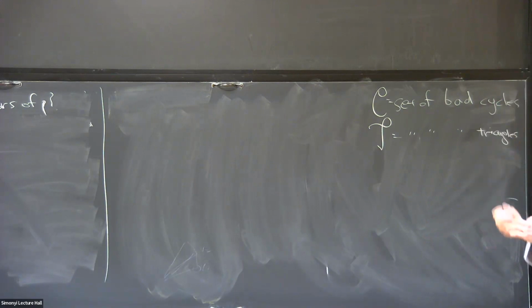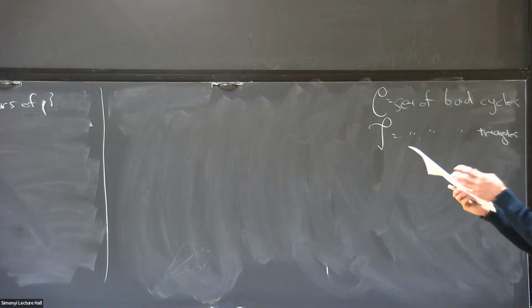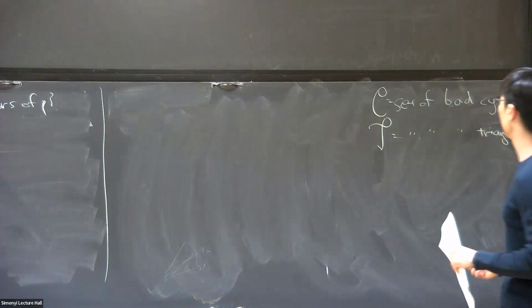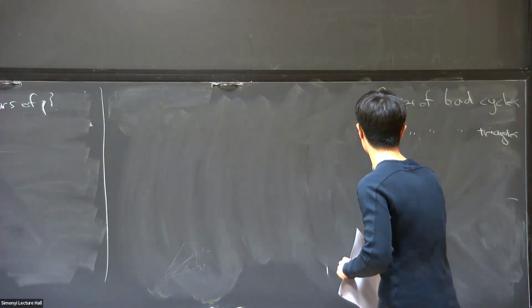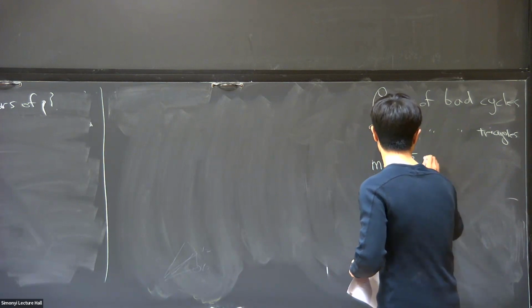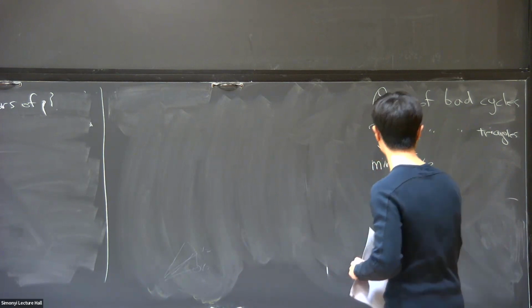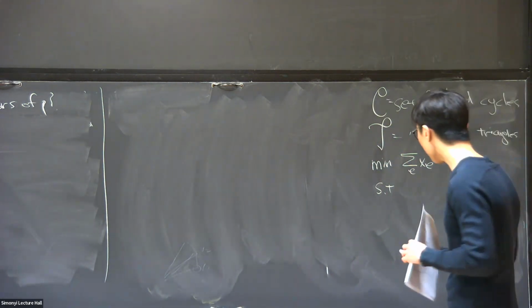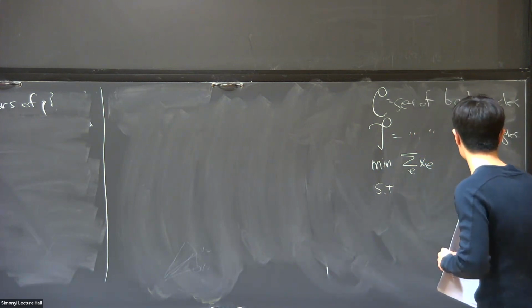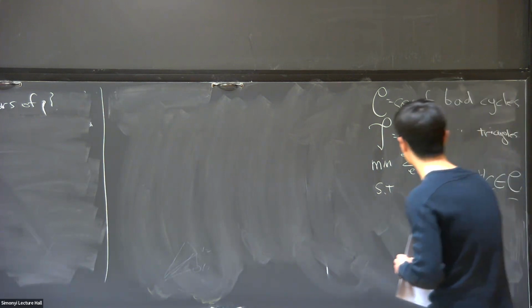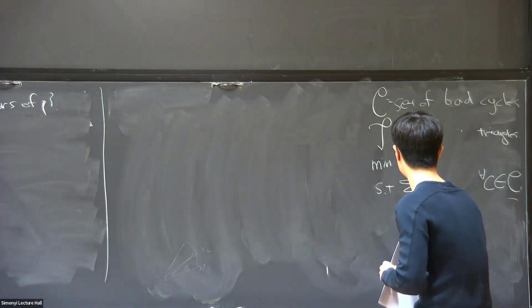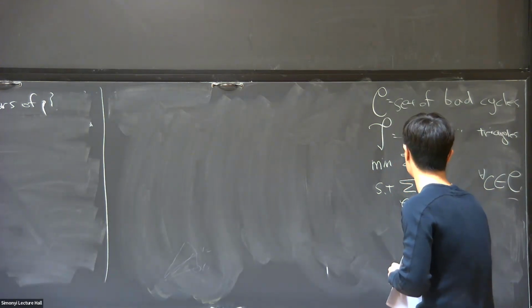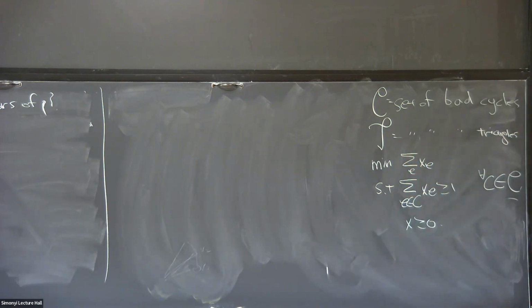So what's going to be a reasonable LP relaxation for this problem? We can interpret this as a hitting set. We want to minimize the summation of x_e, where x_e indicates whether we modify this edge or not, such that for any bad cycle P, we pick at least one edge. That's a very natural hitting set relaxation. It's a relaxation, so we know its value is at most the optimal value.